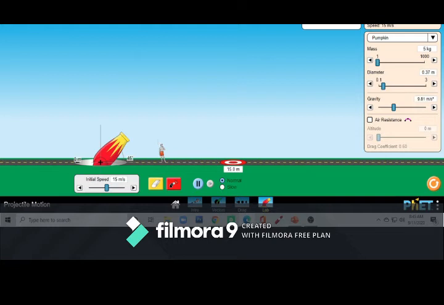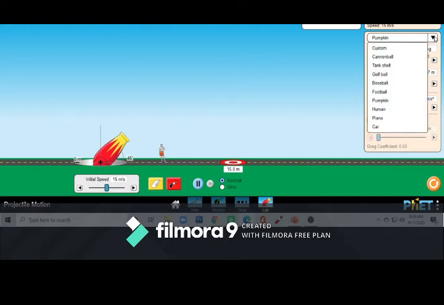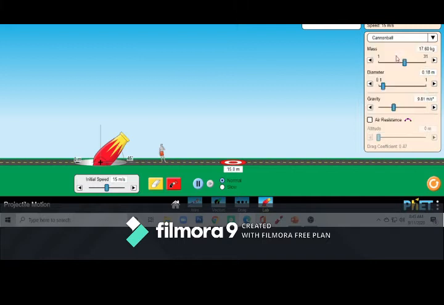Now, let's look at the factor of mass. What do you think will happen? Okay, so look at this one. I use a cannonball at 45 degrees. Okay, this is the launching of the projectile.